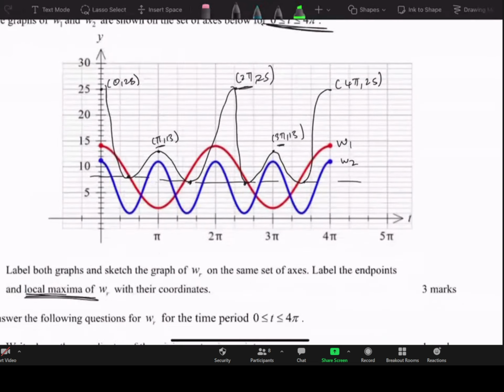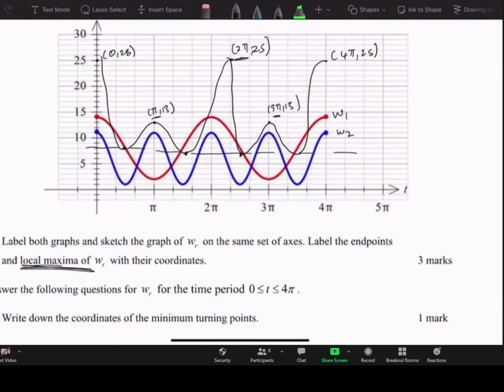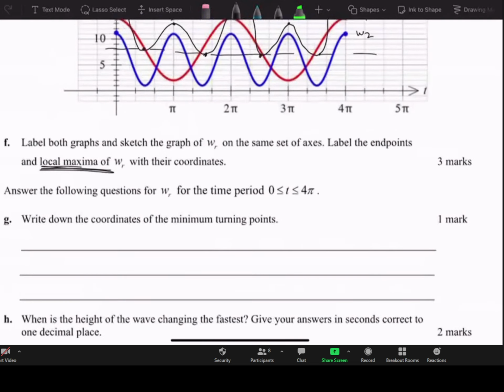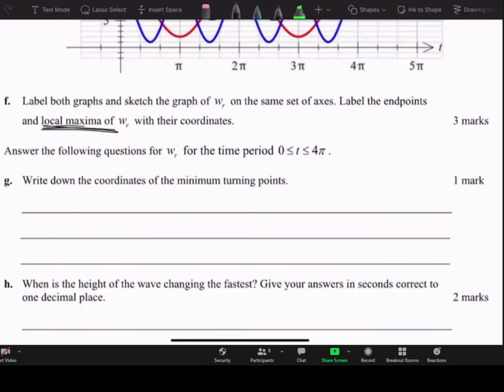It's pretty ugly, but write it neater when you do it. Yep. So write down the coordinates of the minimum turning points. That would be the ones that are kind of hard to find just by looking at it because it's not like an exact value. But you can just solve on your CAS for Fmin.